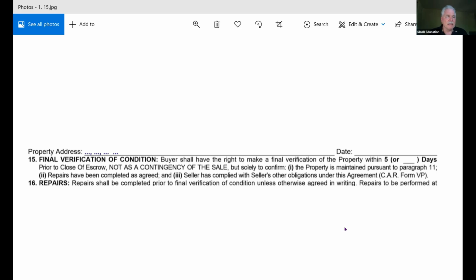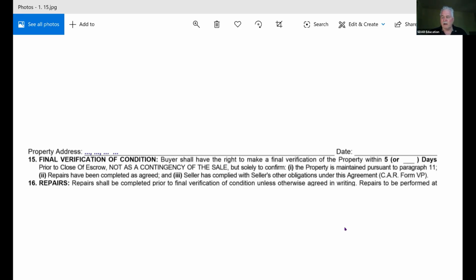And then the second thing is that the property is in the same or similar condition as it was when they first wrote their offer. Okay, so that's kind of important. I've had some interesting variations on that theme in my career, and hopefully you won't have that same experience.